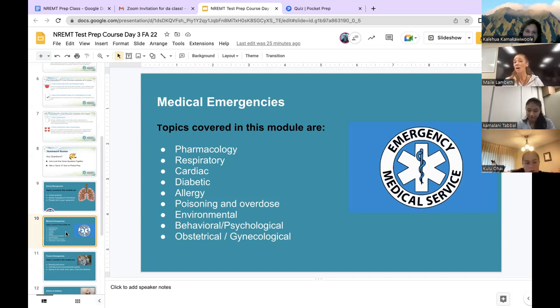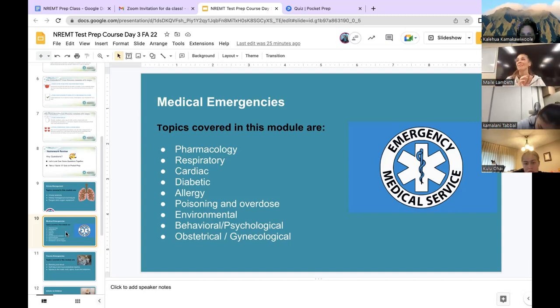So respiratory, cardiac, diabetes, allergies, anaphylaxis, right? Poisoning and overdose, environmental. For those of you who weren't in my class, I was telling my students, environmental was the one thing in my NREMTs, both EMT and paramedic level, that I thought I was going to fail over, because I didn't even think about the environmental stuff. I had snake bite questions on there, and I'm like, oh my God, I'm going to fail my NREMT because of a snake bite question.